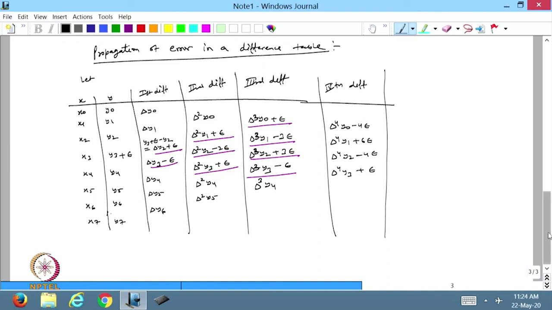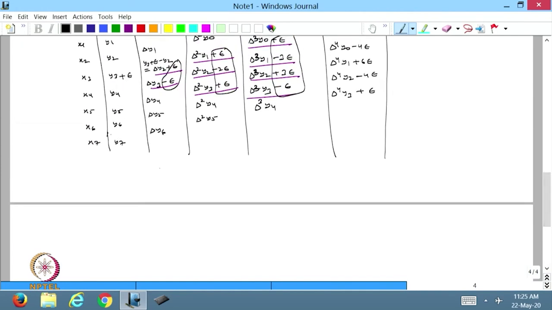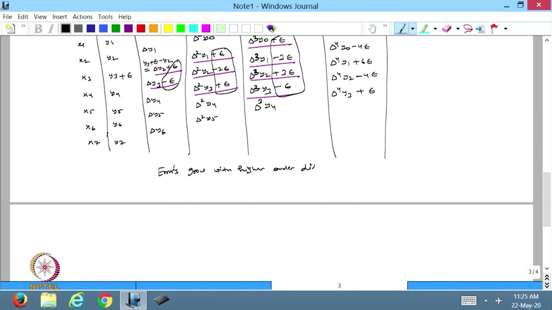So, from here you can see that the error propagates as we go for the higher differences. And the pattern of the error is like this one. So, here the pattern is like this one, here the pattern is like this one and so on. It means that I can see from here that the errors grow with higher order differences in the binomial fashion.